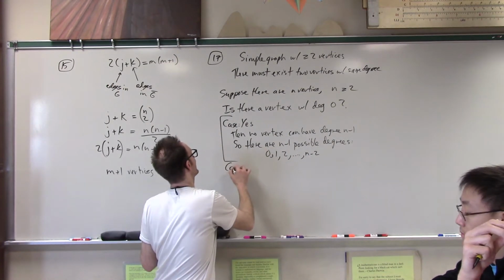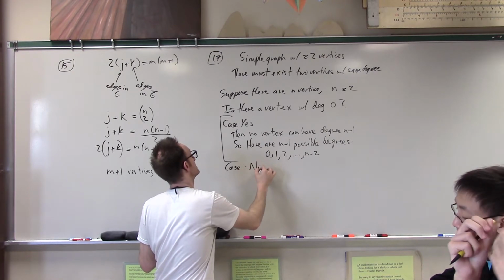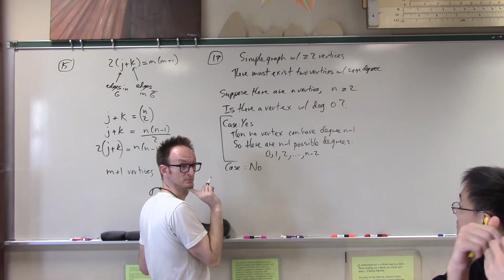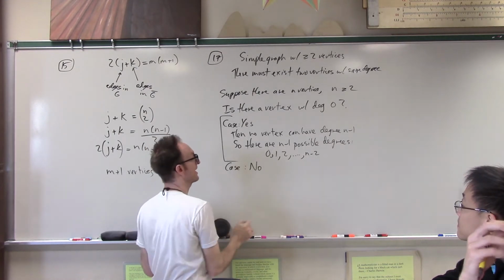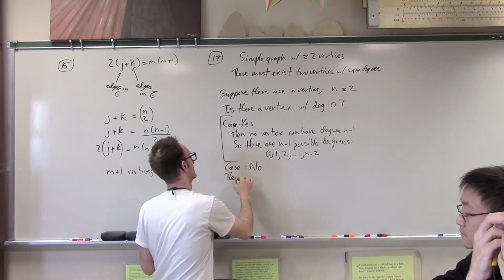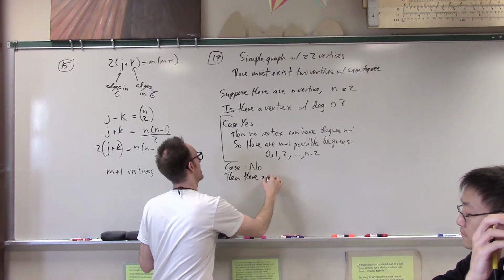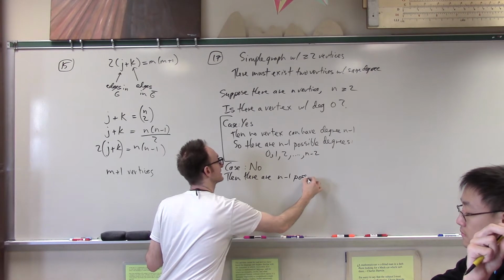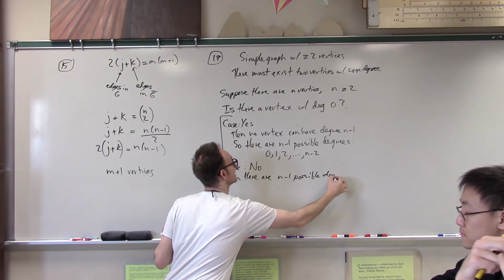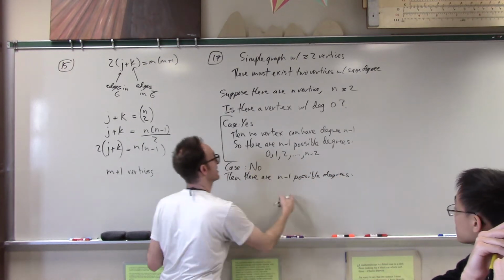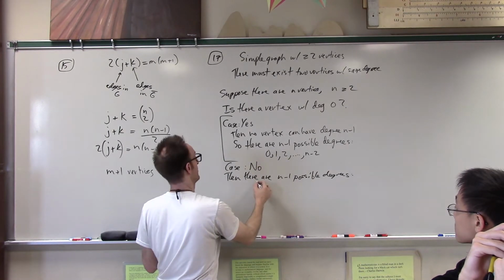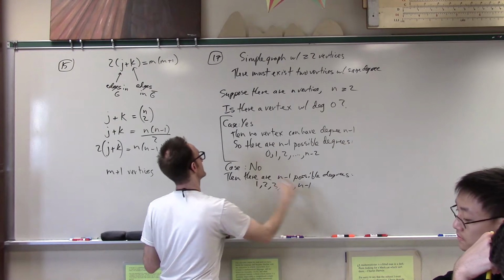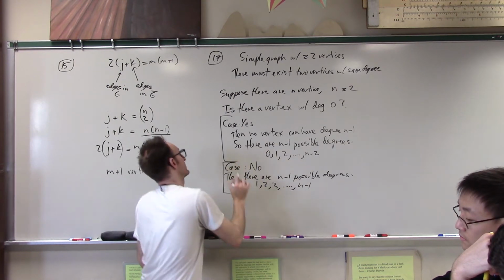What about the case where the answer is no, that there is no vertex with degree 0? Well, now how many possible degrees are there? Then there are n minus 1 possible degrees. Again, what are those degrees? 1, 2, 3, up to n minus 1. I think the no case would have been easier to do first, but anyways, there it is.